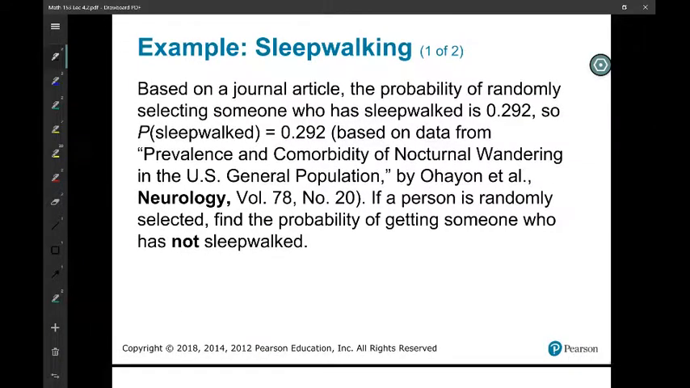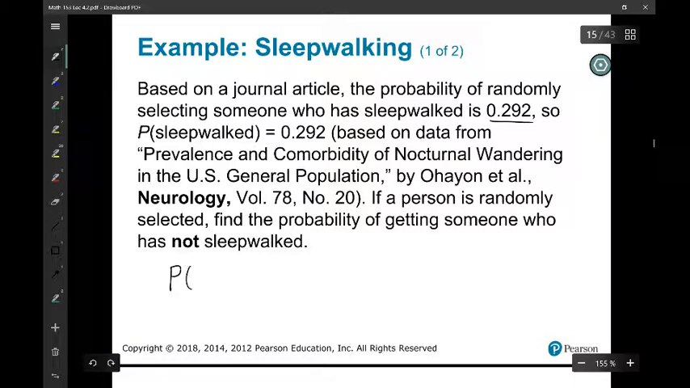Here's an example. Sleepwalking. Based on a journal article, the probability of randomly selecting someone who has sleepwalked is 0.292, 29.2%. So the probability sleepwalked is equal to 0.292 based on this data from this neurology journal. If a person is randomly selected, find the probability of getting someone who has not sleepwalked.